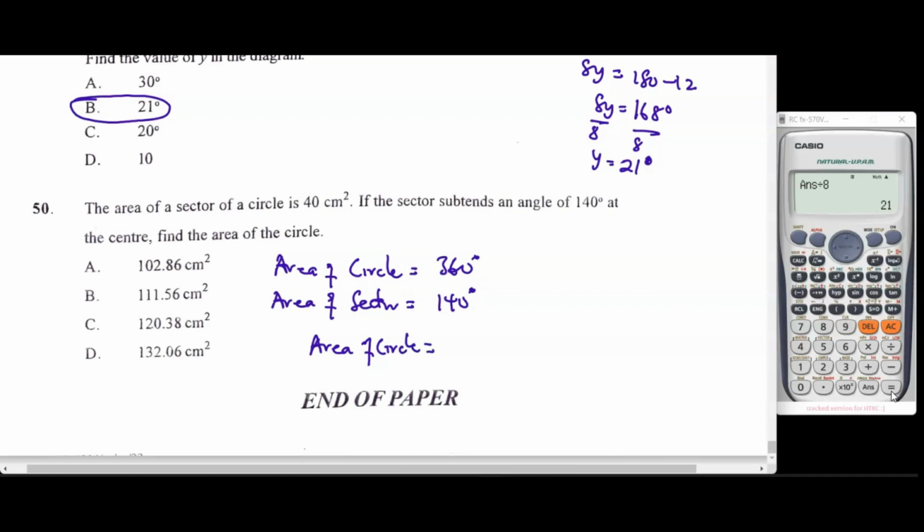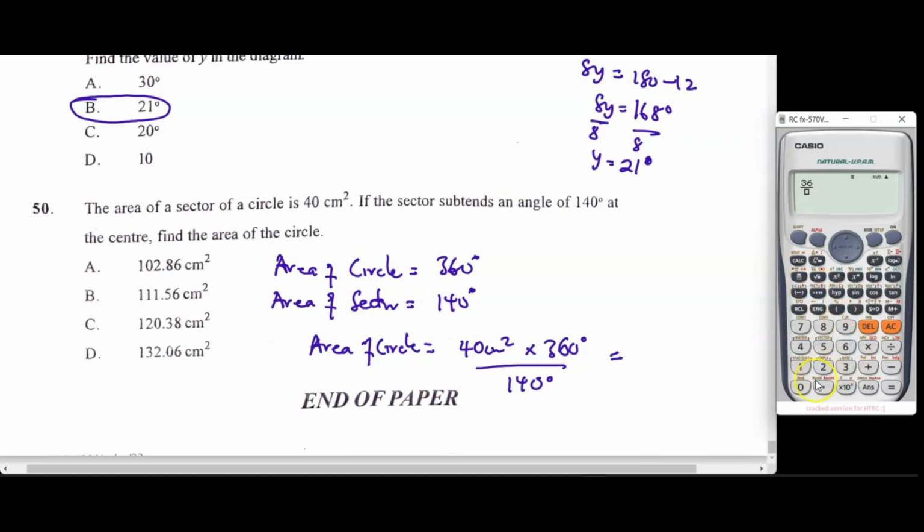It should be equivalent to the area of the sector multiplied by 360 degrees, and that is the area of the sector, which was 40 centimeters squared, multiplying 360 degrees, all divided by 140 degrees, and that will give us the area of the circle.